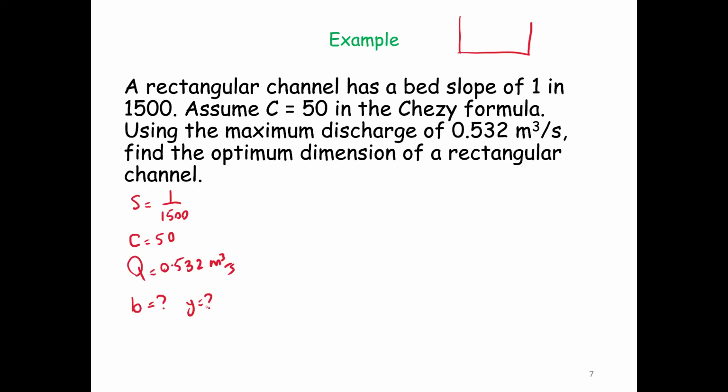So if you were me, would you go for Manning or Chezy? Stupid question. It says Chezy, right? It says use Chezy. If not, it gives you C. Manning doesn't have any C, it has N. So I will start with this one. Q equals C times area times the square root of R S. That's the Chezy formula.